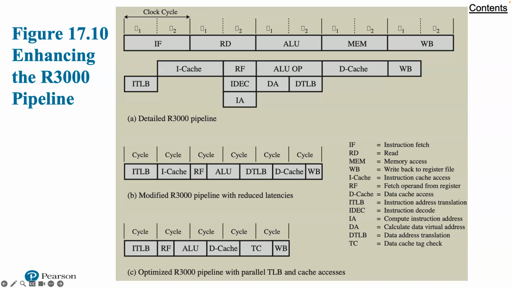Because the R4000 caches are on chip, the virtual to physical address translation can delay the cache access. This delay is reduced by implementing a virtually indexed cache and going to a parallel cache access and address translation. Figure 17.10C shows the optimized R3000 pipeline with this improvement. Because of the compression of events, the data cache tag check is performed separately on the next cycle after cache access. This check determines whether the data item is in the cache.